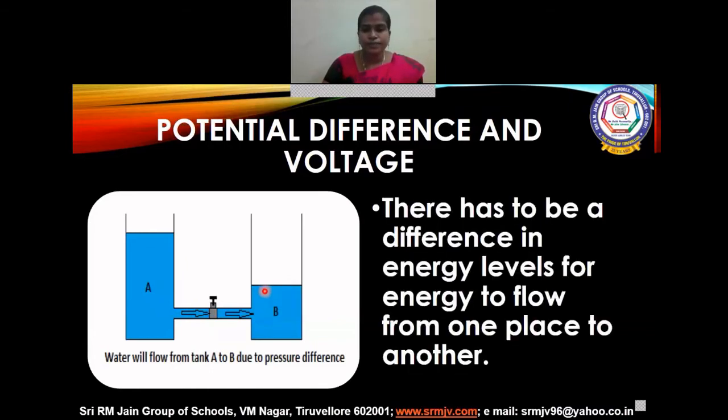Same way, charge also will flow from the higher potential to the lower potential. So there has to be a difference in energy levels for energy to flow from one place to another. Charge will not move just like that. There has to be a difference in the energy level. Only when there is a difference in the energy level, the charge will flow from the higher potential to the lower potential. That term we call potential difference.